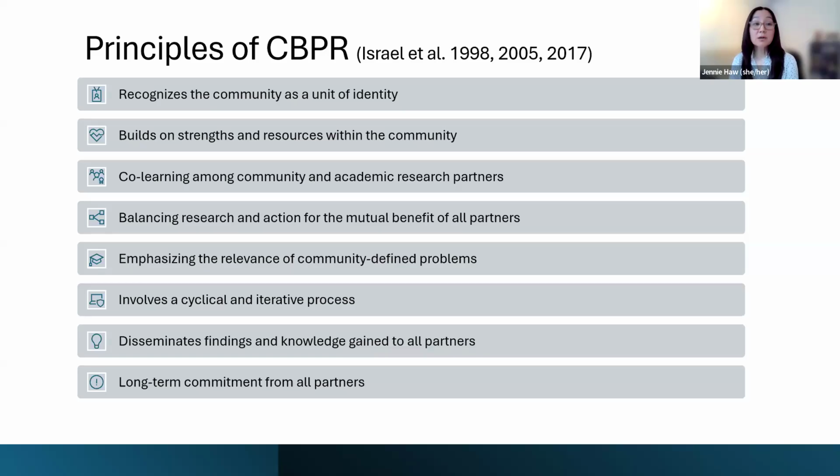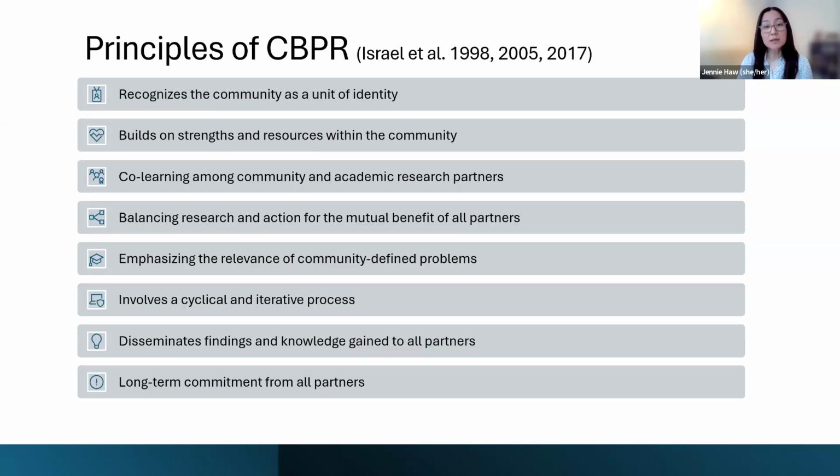Disseminating findings and knowledge gained to all partners. Again, this is about highlighting the importance of ensuring that communities involved, community members, and communities impacted are also recipients of the research findings, and that research findings are shared in a way that's accessible and meaningful to them. And then lastly, long-term commitment from all partners.